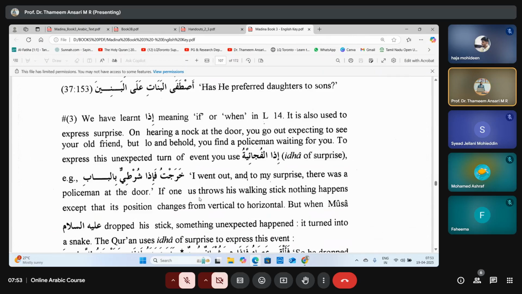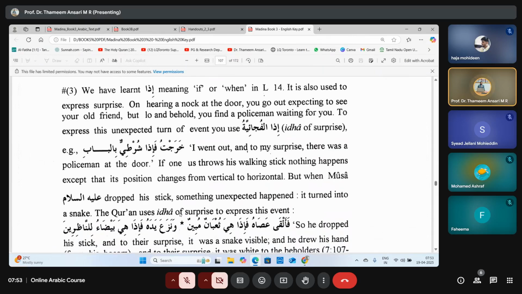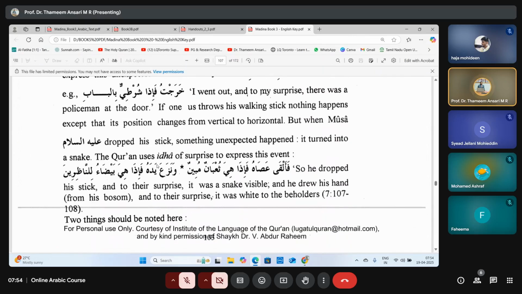If one of us throws his walking stick, nothing happens except that its position changes from vertical to horizontal. But when Musa alayhi salam dropped his stick, something unexpected happened. It turned into a snake. The Quran uses Idha of Surprise to express this event.